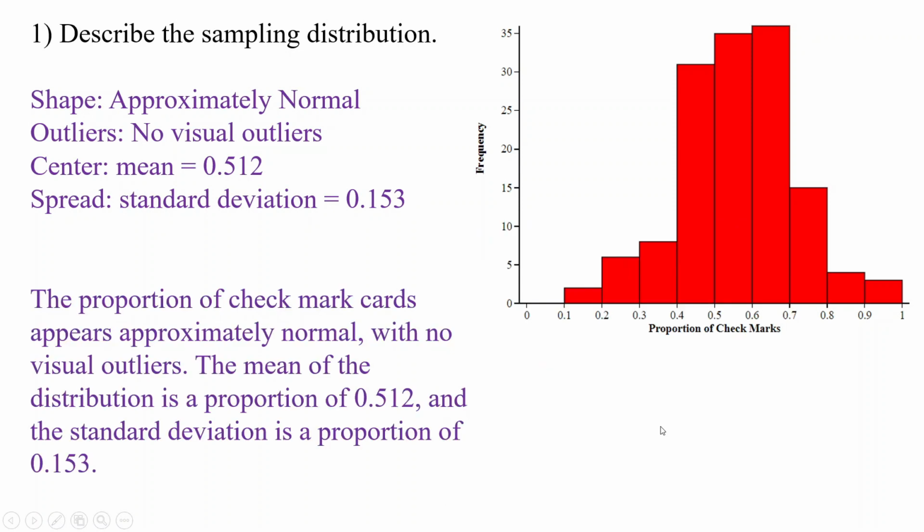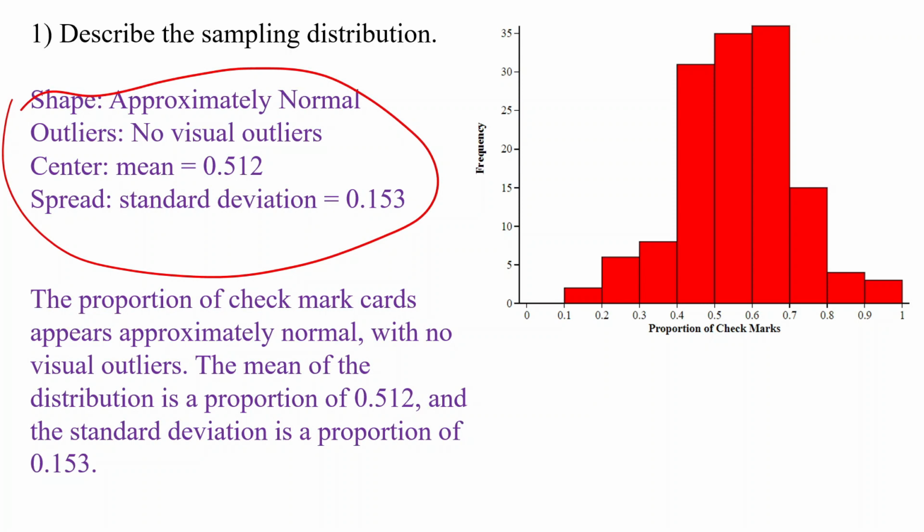Now, if we wanted to do complete AP statistics speak as we would on a free response question, we have to make sure that we take this information and put it in context of our proportion of check marks. Okay, so here's a little blurb right here of how we can take that and put it with some context. All right, so remember that shape, outlier, center, spread.